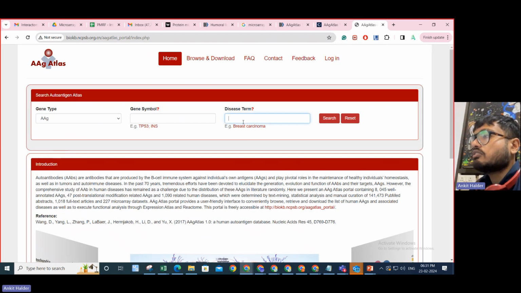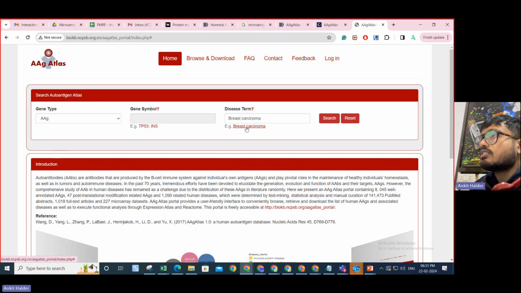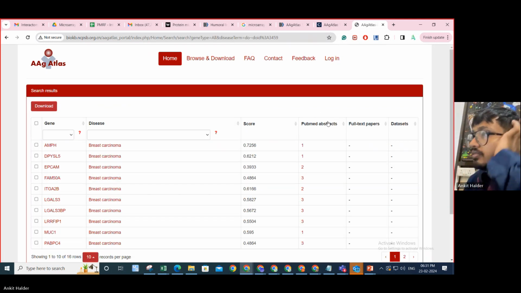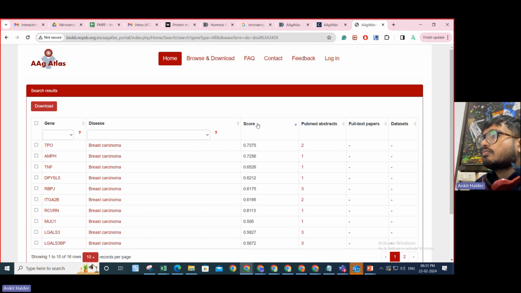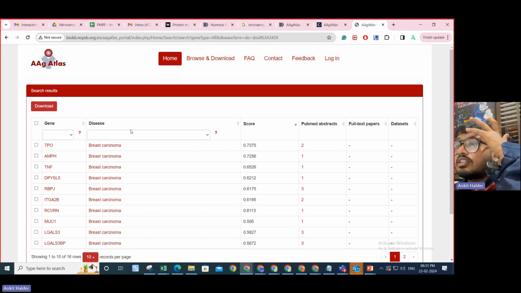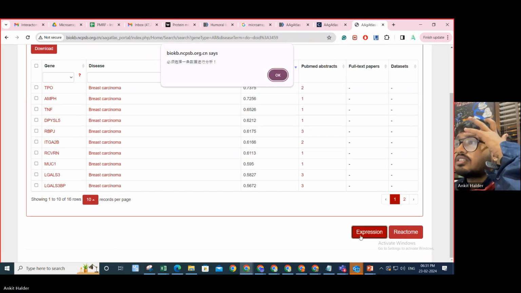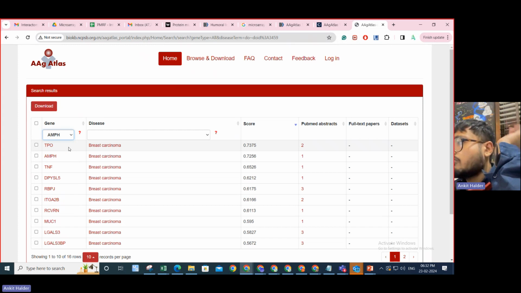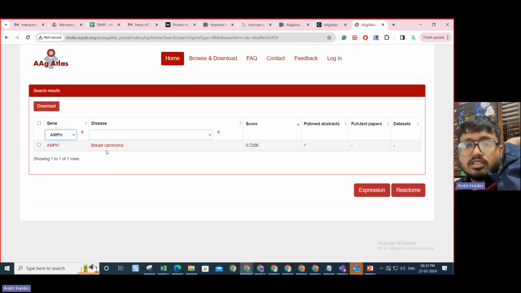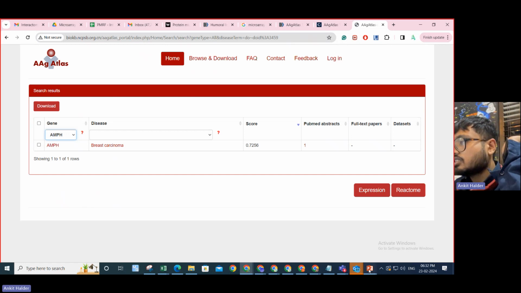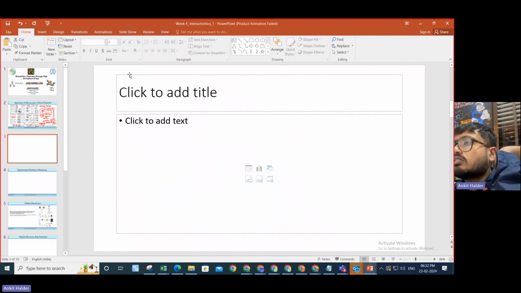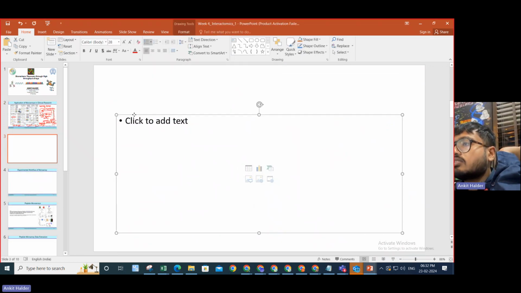Right? Now if you can write breast carcinoma and search it. So these are some of the results. So how many abstracts and how many things have been reported. So this is what is happening in the Autoantigen Atlas. Autoantigen Atlas is working on this principle.